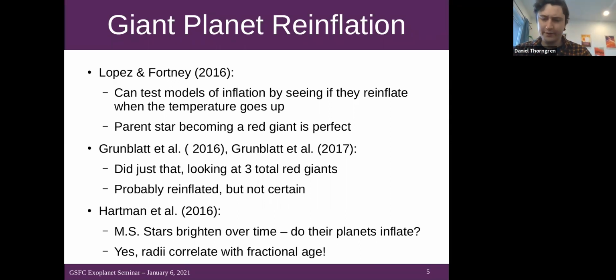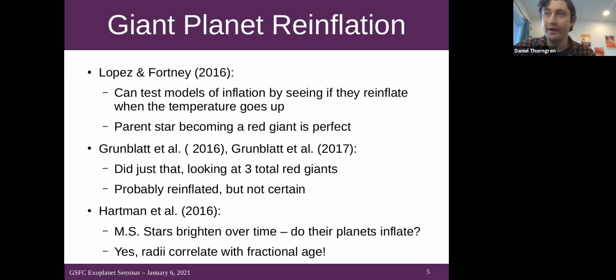But an alternate approach was suggested by Hartman in 2016 in a discovery paper that almost hides the really interesting theoretical stuff he did there. So over their main sequence lifetimes, stars also brighten. And actually, they brighten by quite a lot. Enough that you might expect the hot Jupiters to grow in size over time.